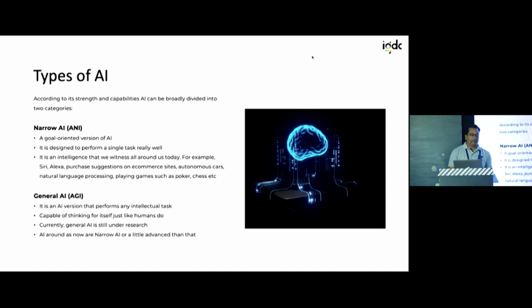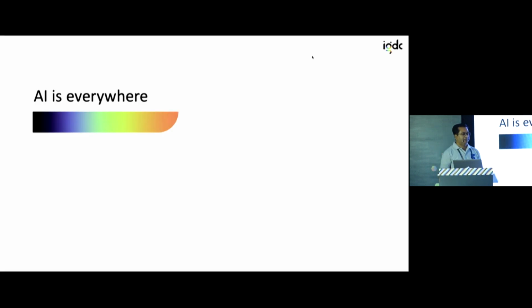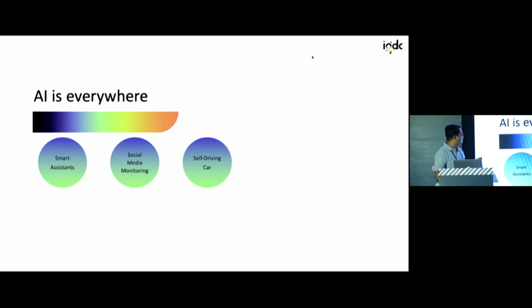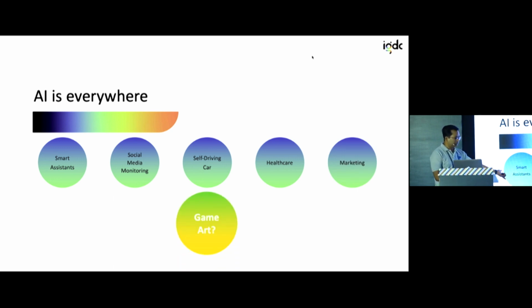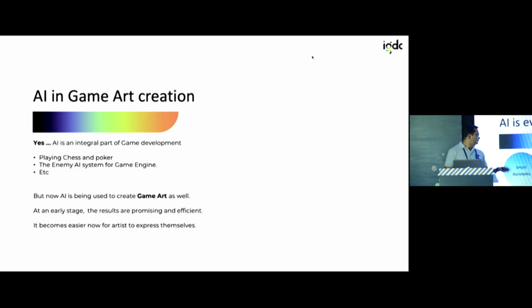Let's move to AI in the game art creation process. AI is everywhere actually: smart assistants, social media monitoring, self-driving cars, healthcare, marketing. Finally, our topic, game art. AI has actually been an integral part of game development from the very beginning, from computer games of that time, like playing chess or poker, or AI enemy systems for game engines. But for game art creation, it is now here. It's obviously at an early stage, but the results are really promising and very efficient. Someone put it very nicely: a new cowboy is in our town.